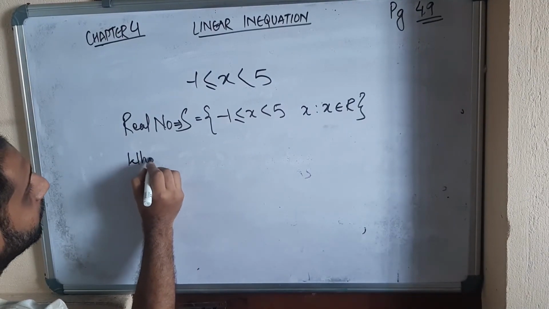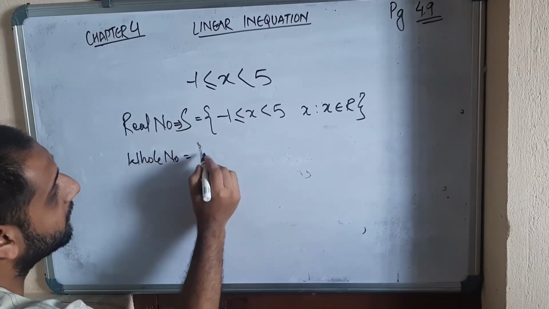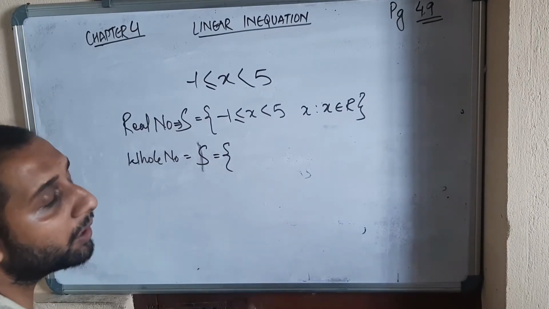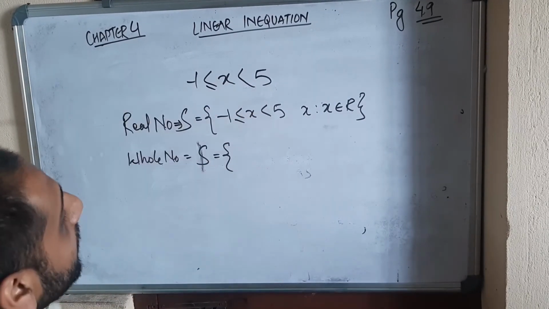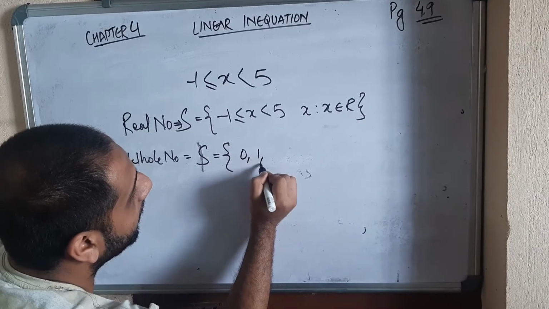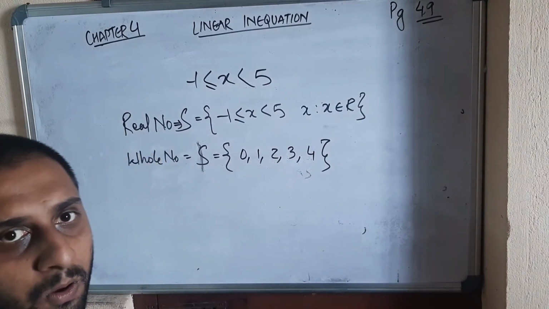Now for whole numbers, the solution set. What do whole numbers start from? See, whole numbers start from 0, but what is the range given here? Minus 1 to 5. So I'll write 0, 1, 2, 3, 4. This is the solution set for whole numbers.